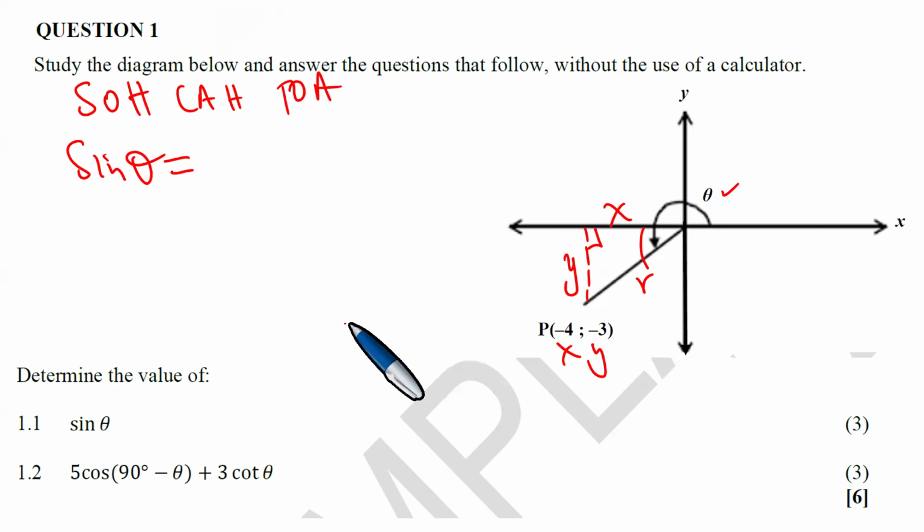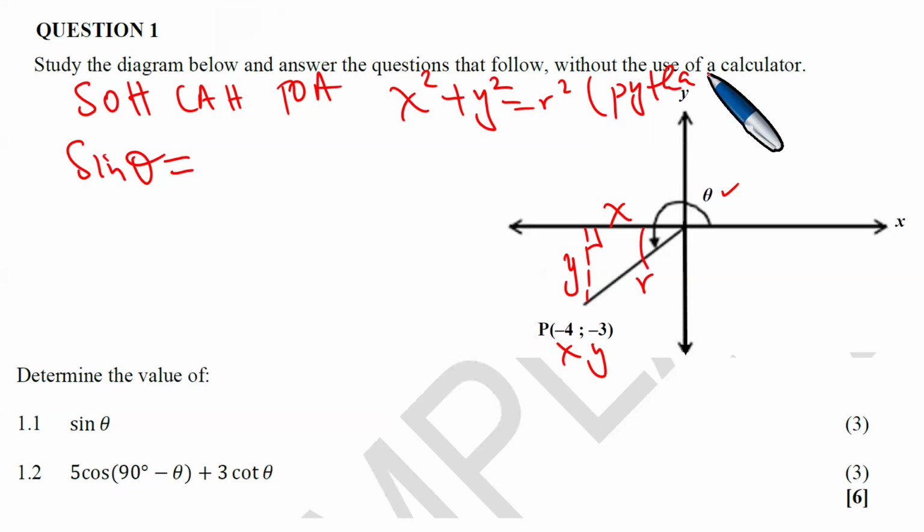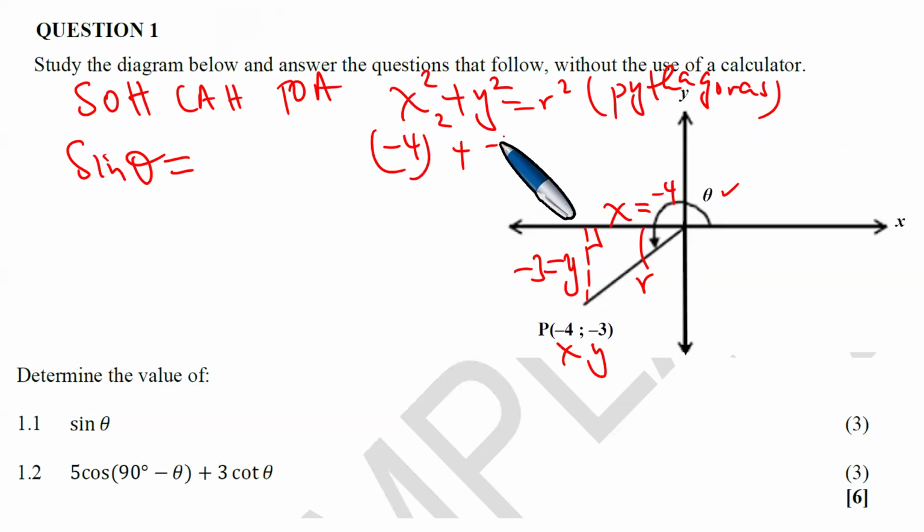At this point, we're able to see that our radius is unknown, but you can easily find the radius by using Pythagoras theorem. x squared plus y squared is r squared. What is x? Right, this tells us x is minus 4. y is minus 3.